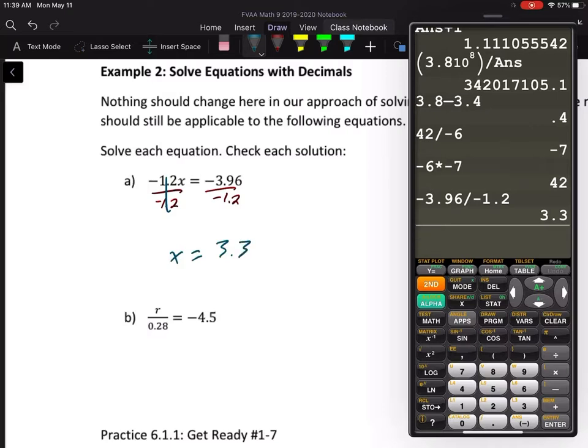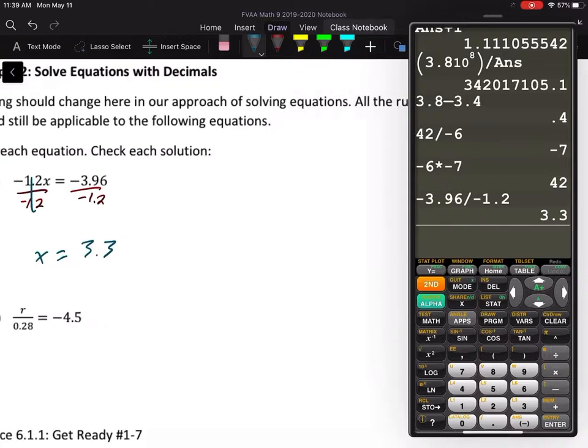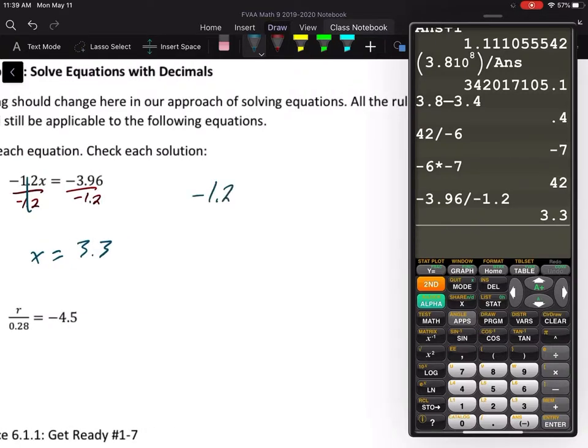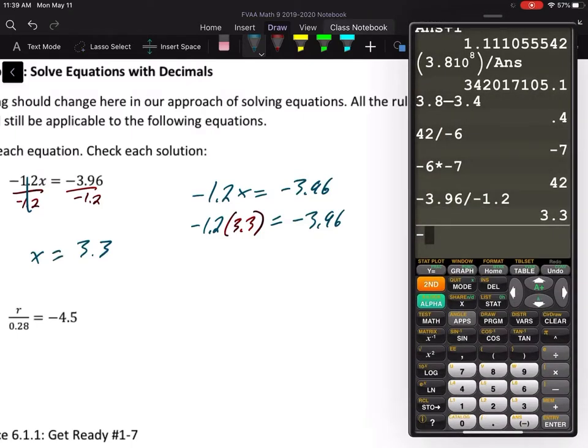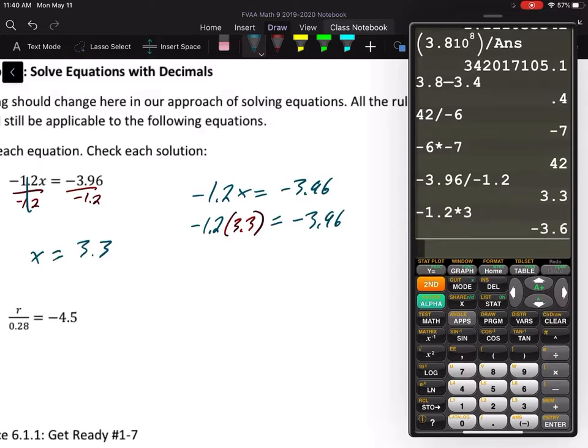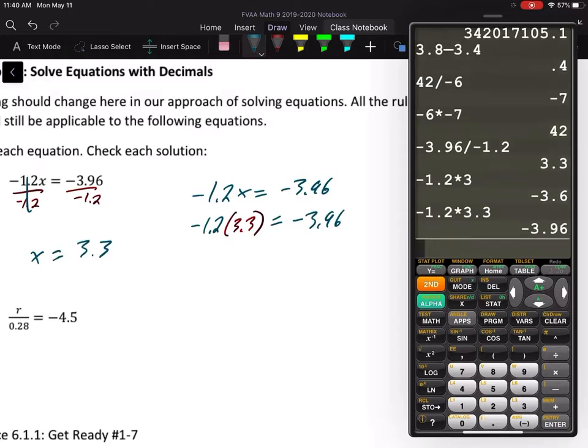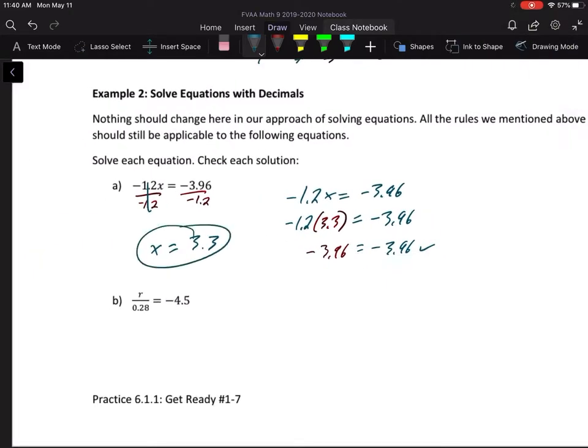Okay, and I can double check my answer. I can take 3.3 and plug it in to the place of x. So negative 1.2 x is equal to negative 3.96. I can plug what I think to be my answer, 3.3, into x, and it should give me a true equation. So if I do negative 1.2 times 3.3, I get negative 3.96 is equal to negative 3.96. Okay, and my equation is still true, so I know that this is the correct answer.